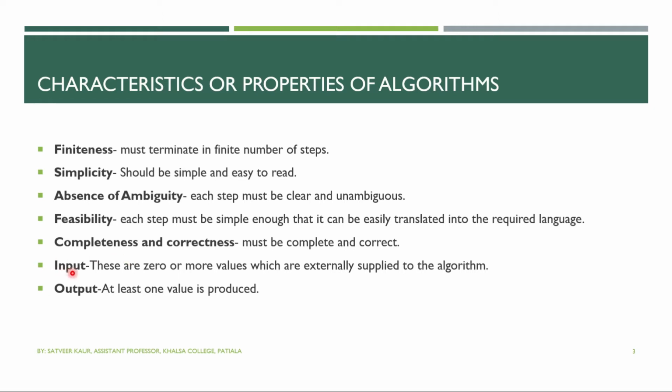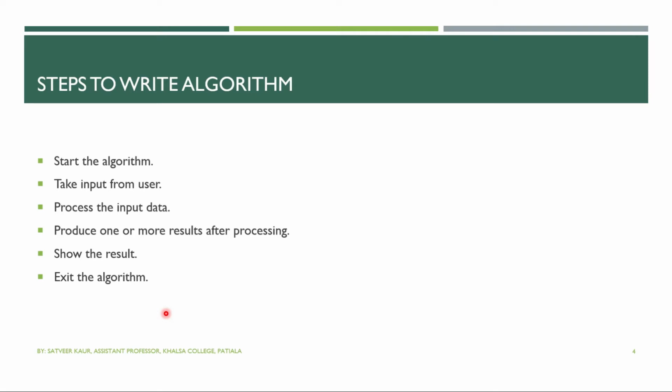Then input, which are basically 0 or more values which are externally supplied to the algorithm to get a result. And output, at least one value is produced. There are some steps to write an algorithm. First is start the algorithm, then take input from user, then process the input data. After that produce one or more results after processing and then show the result, and after that exit the algorithm.